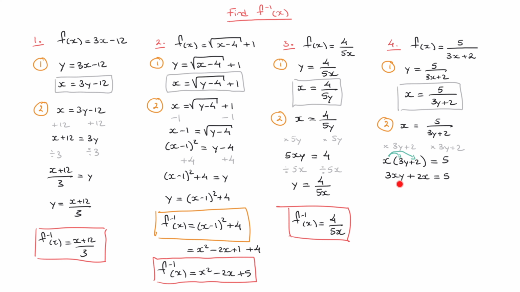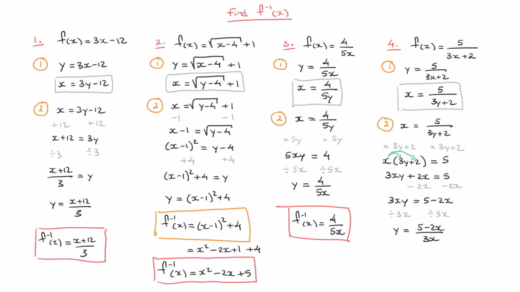Remember, we're trying to isolate the y that we see here, and so our next step could be to get rid of this 2x, which is being added to the left-hand side. And so for that, I'll subtract 2x from the left-hand side, and I'll therefore subtract 2x from the right-hand side as well. So this becomes 3xy equals 5 minus 2x. Finally, on the left-hand side, we notice that y is being multiplied by 3x. So to get rid of the 3x, we'll divide the left-hand side by 3x, and we therefore do the same on the right-hand side. So this becomes y equals 5 minus 2x, all over 3x.